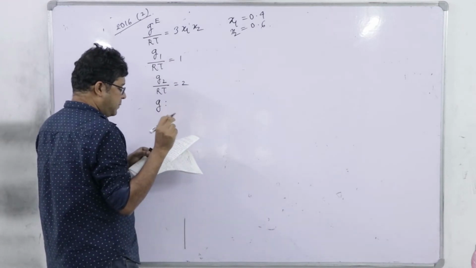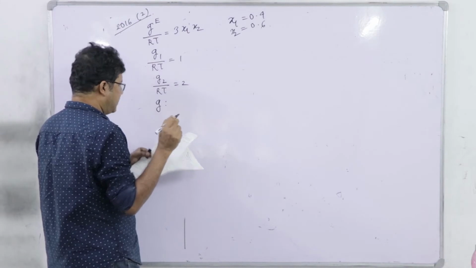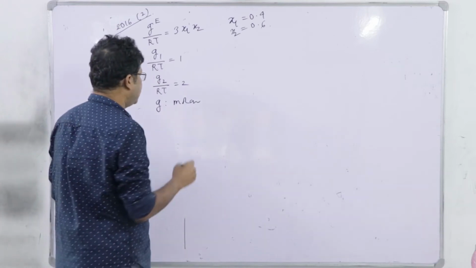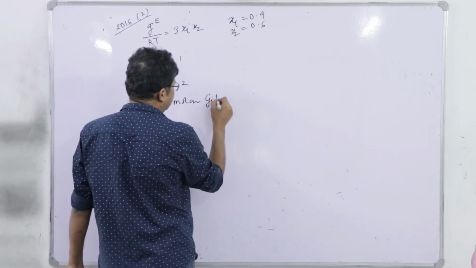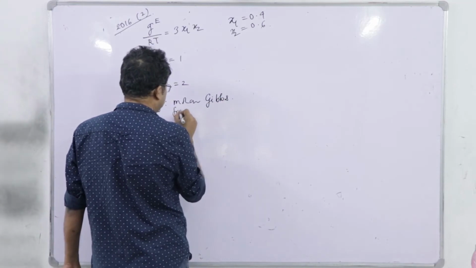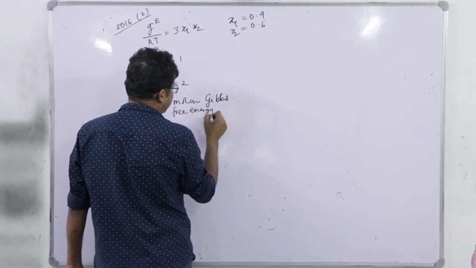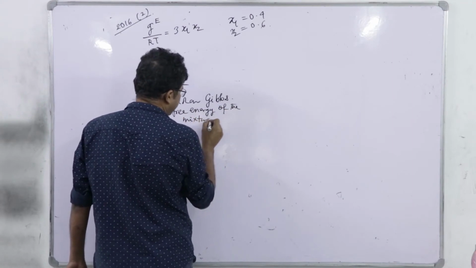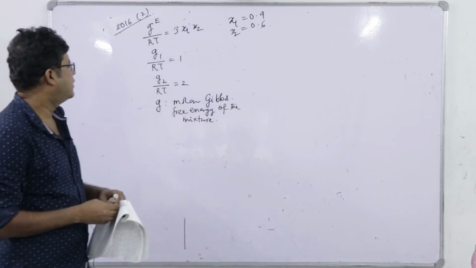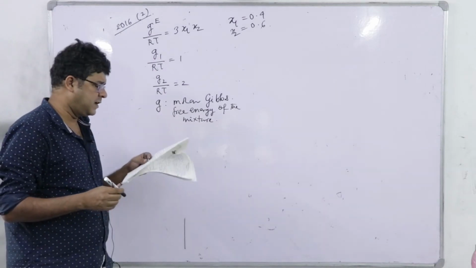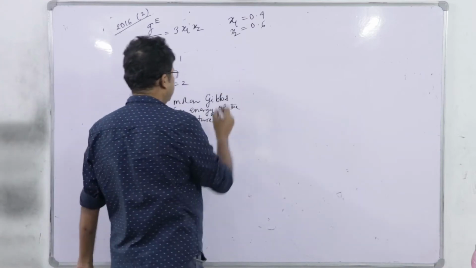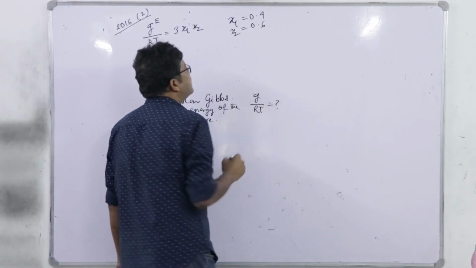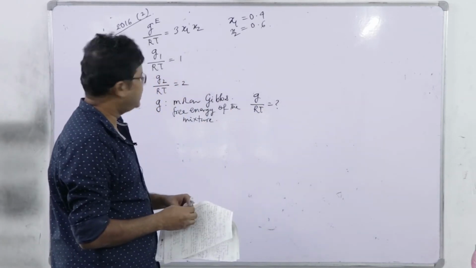G represents the molar Gibbs free energy of the mixture, that is equivalent to the specific solution property. Molar Gibbs free energy of the mixture. Right? So G is the molar Gibbs free energy of the mixture, and G by RT is to be calculated. We have to calculate G by RT. So you see what the implication is here.